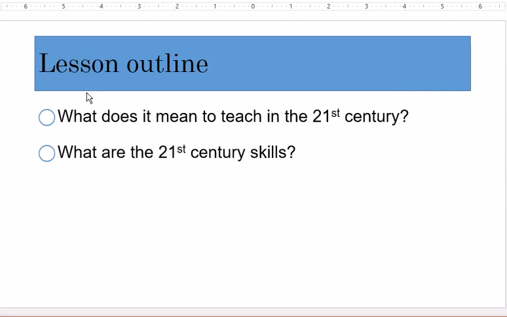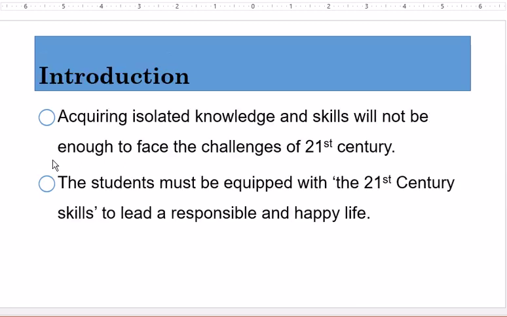Now, a very important thing is that we must understand what 21st century skills are and how to teach 21st century skills. To understand that, acquiring isolated knowledge and skills will not be enough to face the challenges of the 21st century. This is true because you cannot always stand all alone facing those challenges. You need to work together, decide together, and create new knowledge together to face the different challenges of the 21st century.